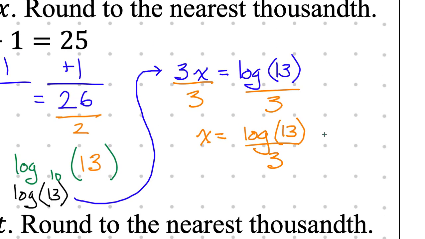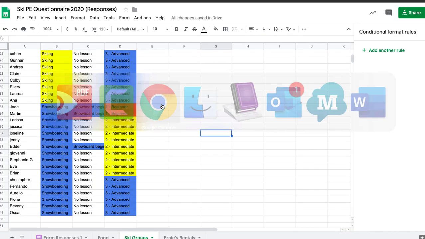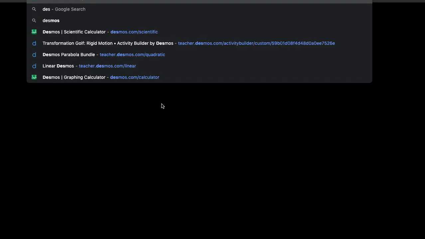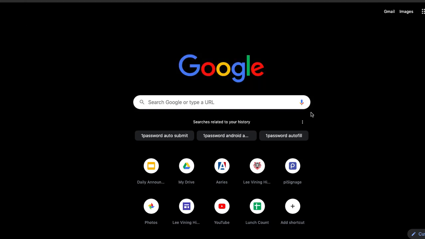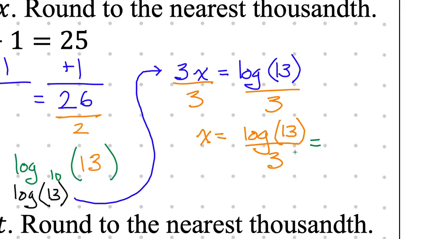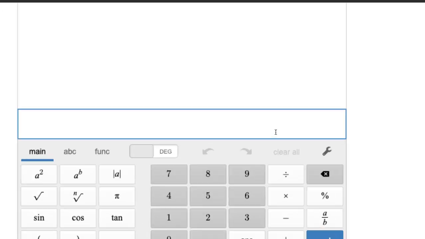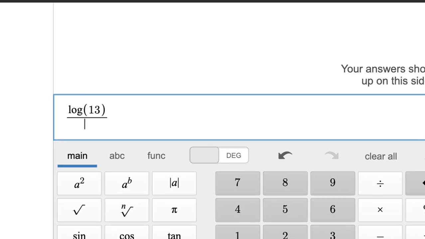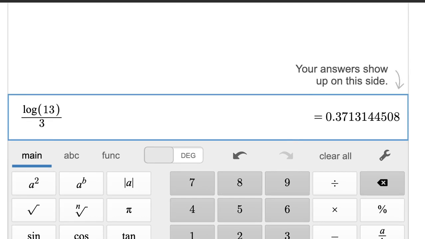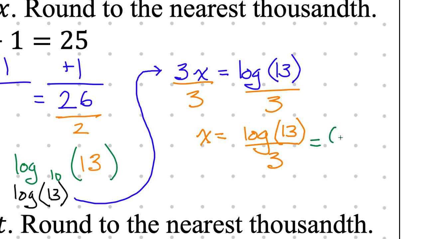Let's get the approximation. So I come back up here to my calculator, desmos.com/scientific. And I have to type this thing in. Log of 13 divided by 3. Zoom in here. Log of 13, all of that divided by 3. And I get 0.371, rounding to 3 decimal places. 0.371. Final answer, and box it.